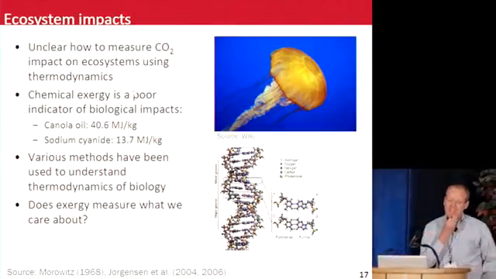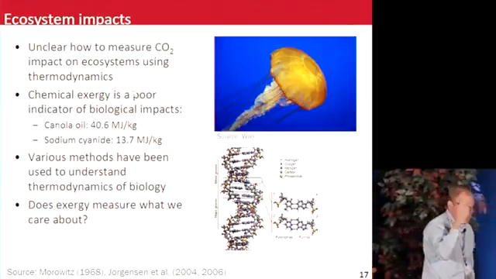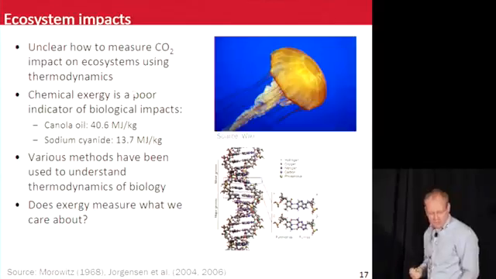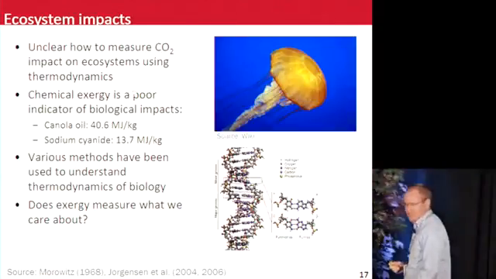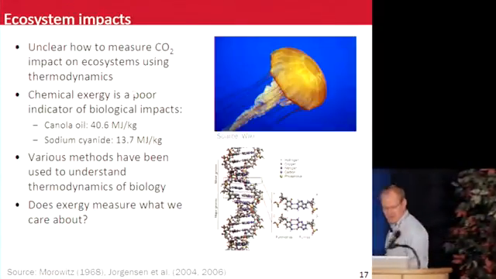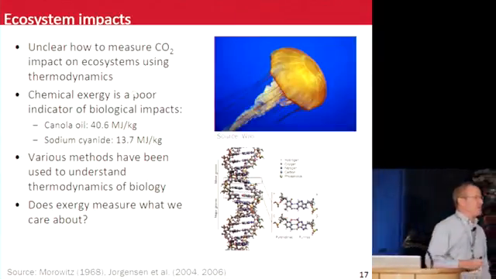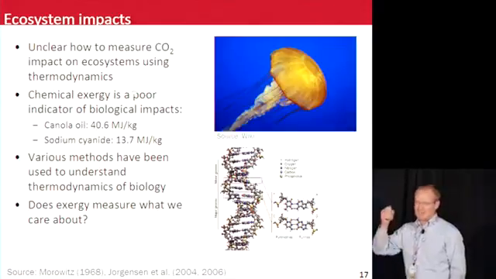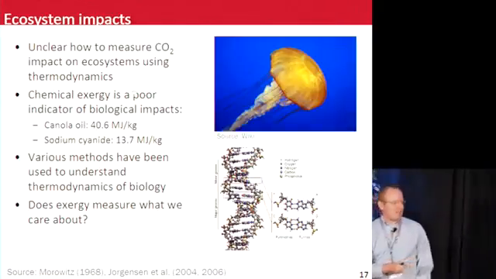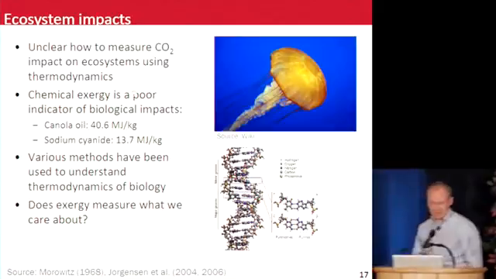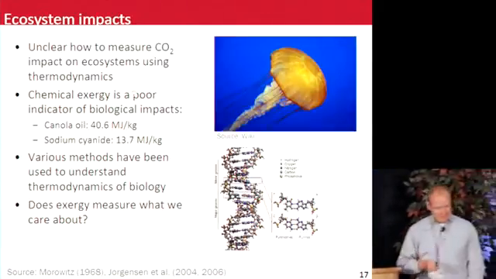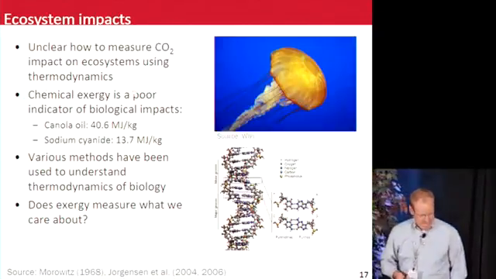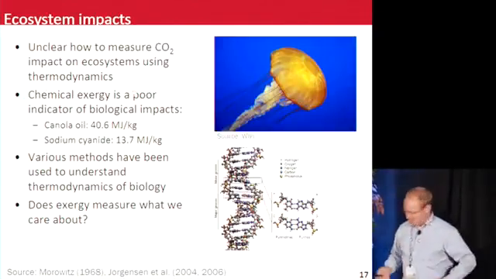Chemical exergy is a poor indicator of biological impacts. Sodium cyanide has a chemical exergy of 13.7 megajoules per kilogram, while canola oil has a chemical exergy of 40.6 megajoules per kilogram. The lethal dose of sodium cyanide is 200 to 300 milligrams and will kill you very quickly. I don't know what the lethal dose of canola oil is. Too much of anything will kill you, but given how many French fries my children will eat if you put them in front of them, the lethal dose for canola oil is much larger than 200 milligrams. Or myself, I am known to enjoy French fries.